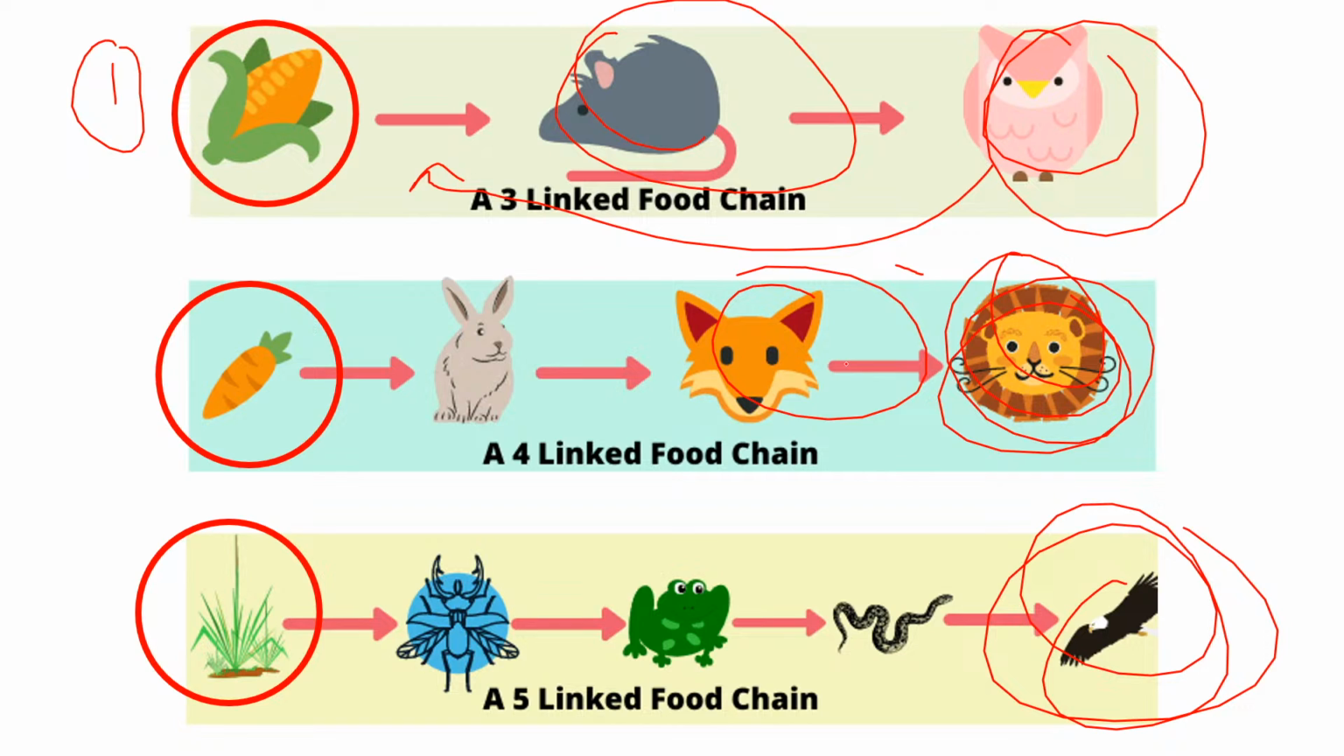A 5 linked food chain would be, you know, a particular plant is being consumed by 3 different animals, and then it is going to the 4th one. So you are seeing, this is a very, very long chain. So this is the 3 linked food chain, a 4 linked food chain, and a 5 linked food chain. Okay.